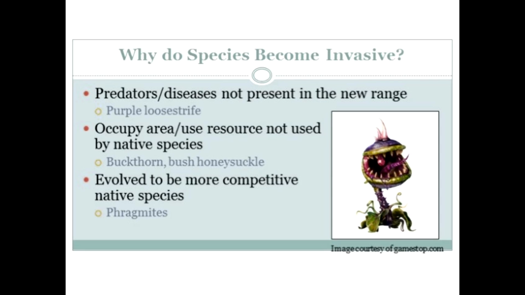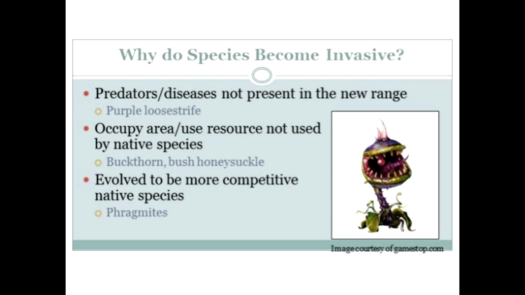Oftentimes, invasives are also able to occupy an area or use a resource not used by native species. And examples that we talk about sometimes are buckthorn or bush honeysuckle being able to exploit that role of the forest mid-story that's not heavily used by a lot of native species. Also, and kind of along the same lines, they've also evolved to be more competitive than native species. So you could put those under that category as well. But for whatever reason, either the area that they come from is more highly competitive and they come here and it's not as competitive, or they're just better adapted to the local system than some of the native species. They can become invasive. And Phragmites or common reed is a good example of that.